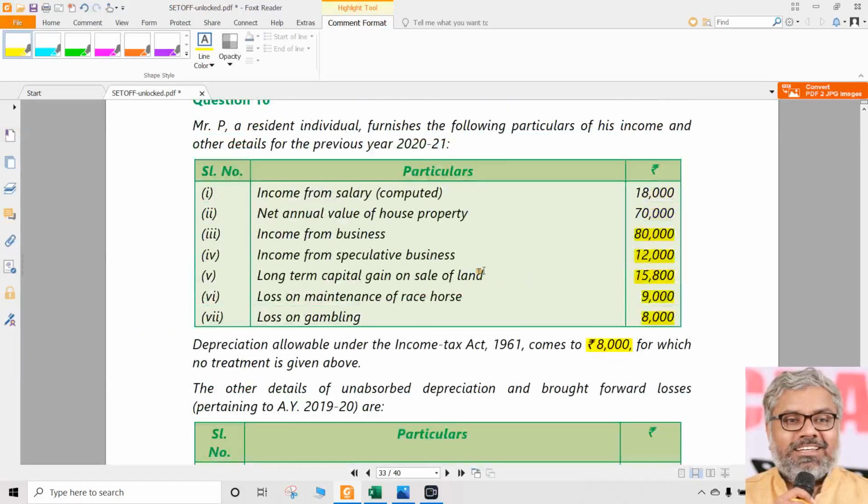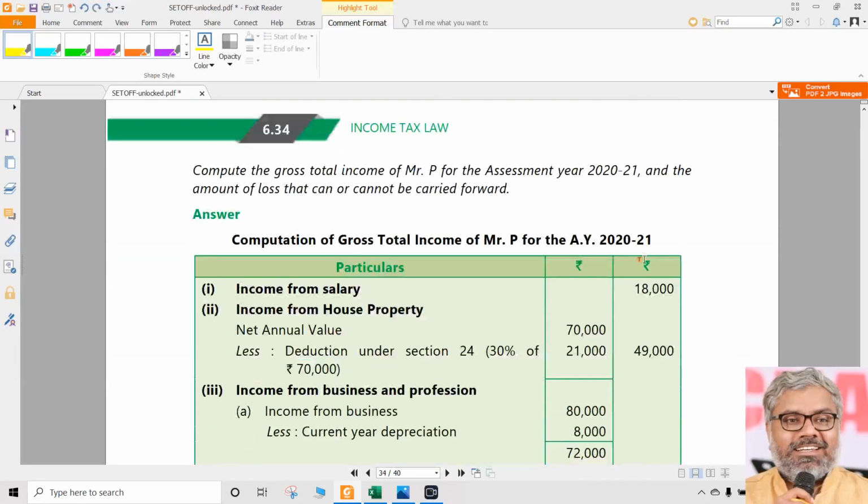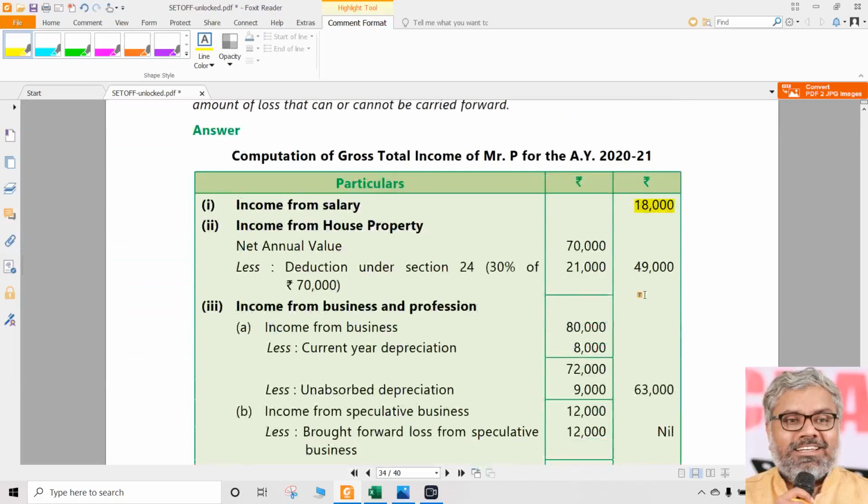It is a straightforward question. First of all, income from salary, 18,000: you take that directly, there is nothing to calculate there. Income from house property: as I said, since the net annual value is given, you need to give a deduction under section 24 of 30%, that is 21,000, so 49,000 is taxable.